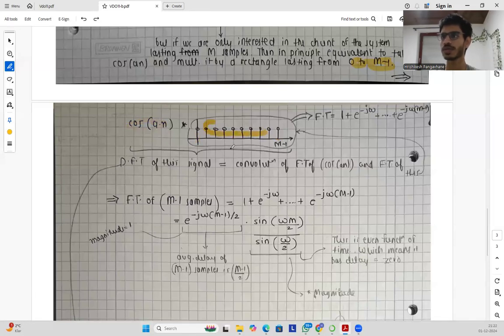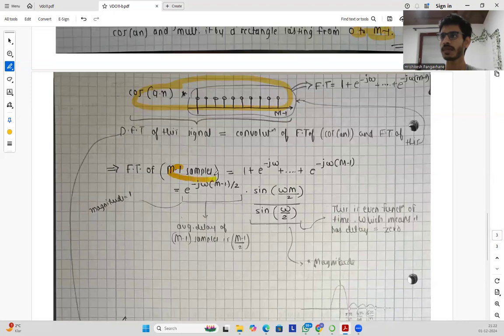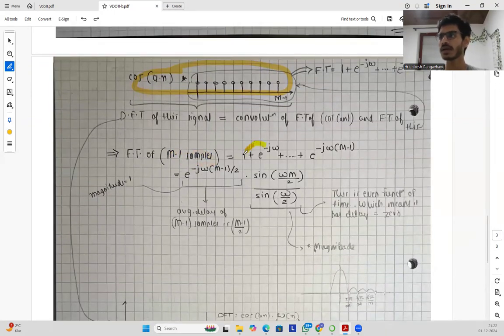When we talk about this whole signal, its discrete Fourier transform is nothing but the convolution of the Fourier transform of cos of a n and the Fourier transform of this rectangular signal. And what is the Fourier transform of this signal? The Fourier transform of the M samples, from 0 to M minus 1, is given by 1 plus e to the power minus j omega plus and so on, up to e to the power minus j omega times M minus 1.